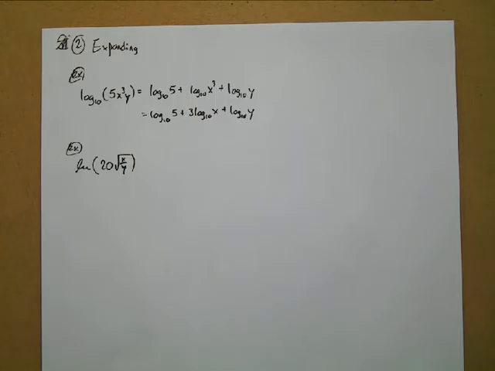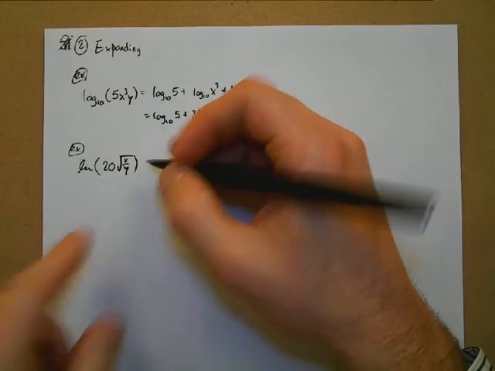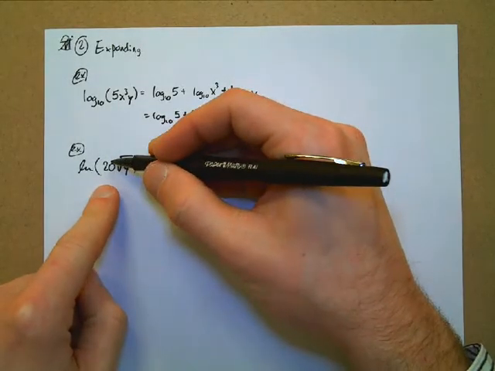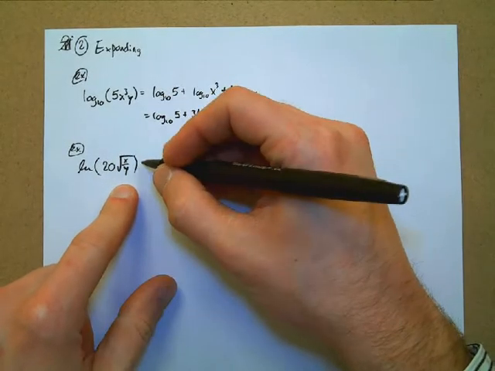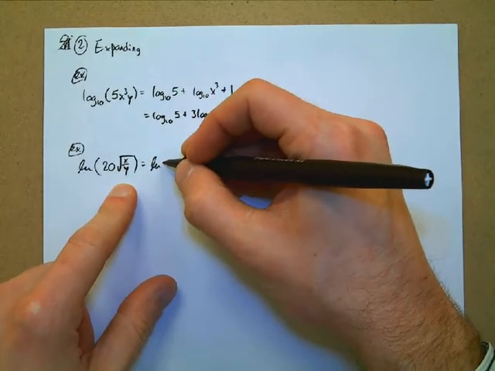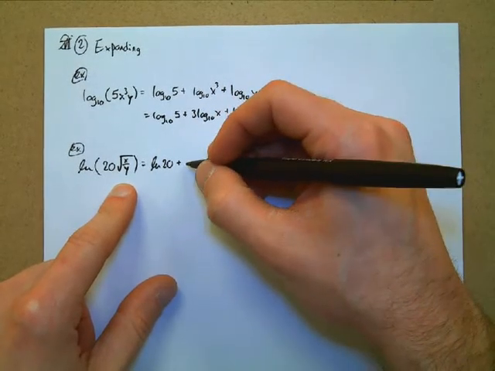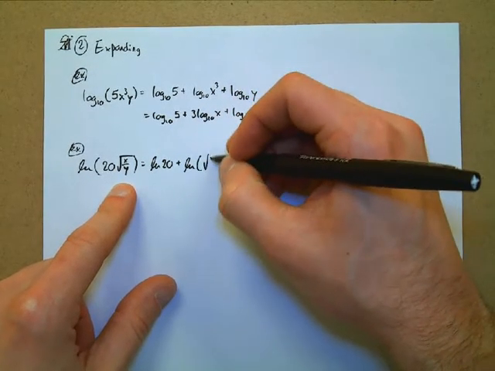It could be rewritten as one big product again, just as we had in the previous problem, but it's not currently in that stage. So let's take it piece by piece here. The biggest thing I see right here is that we have the 20 and it's being multiplied by the square root of x over y. So we can break this up into the natural log of 20 plus the natural log of the square root of x over y. Right, that was a product, so now it's addition.